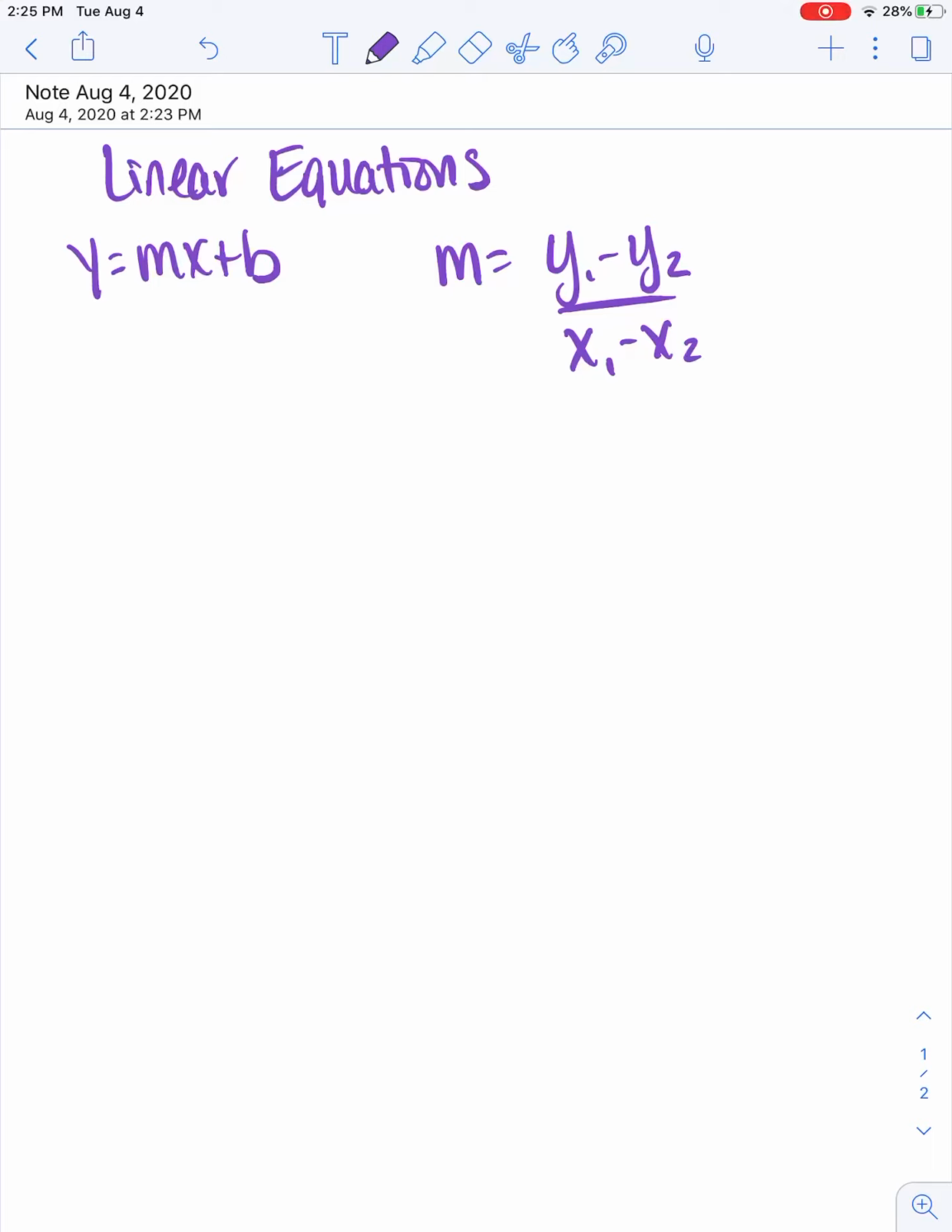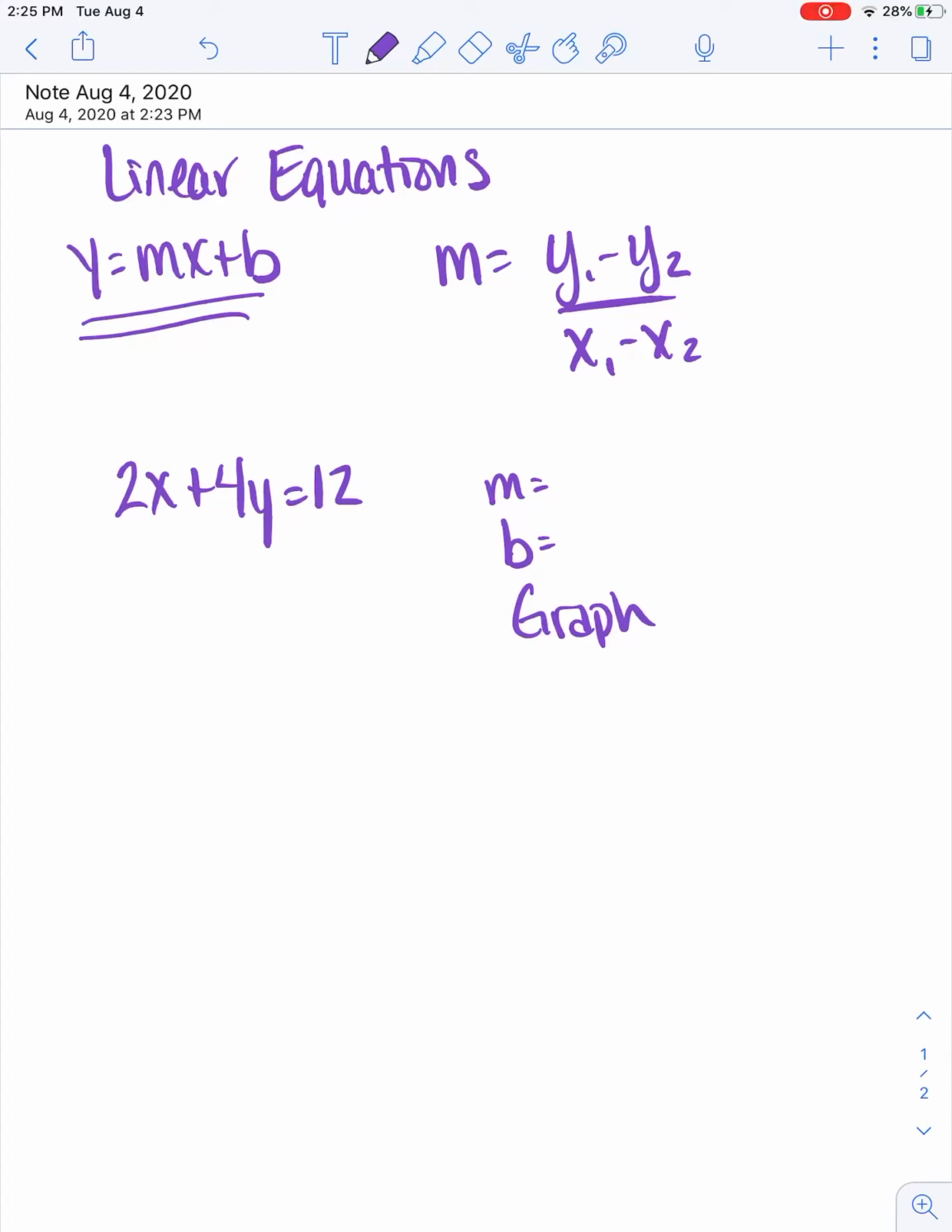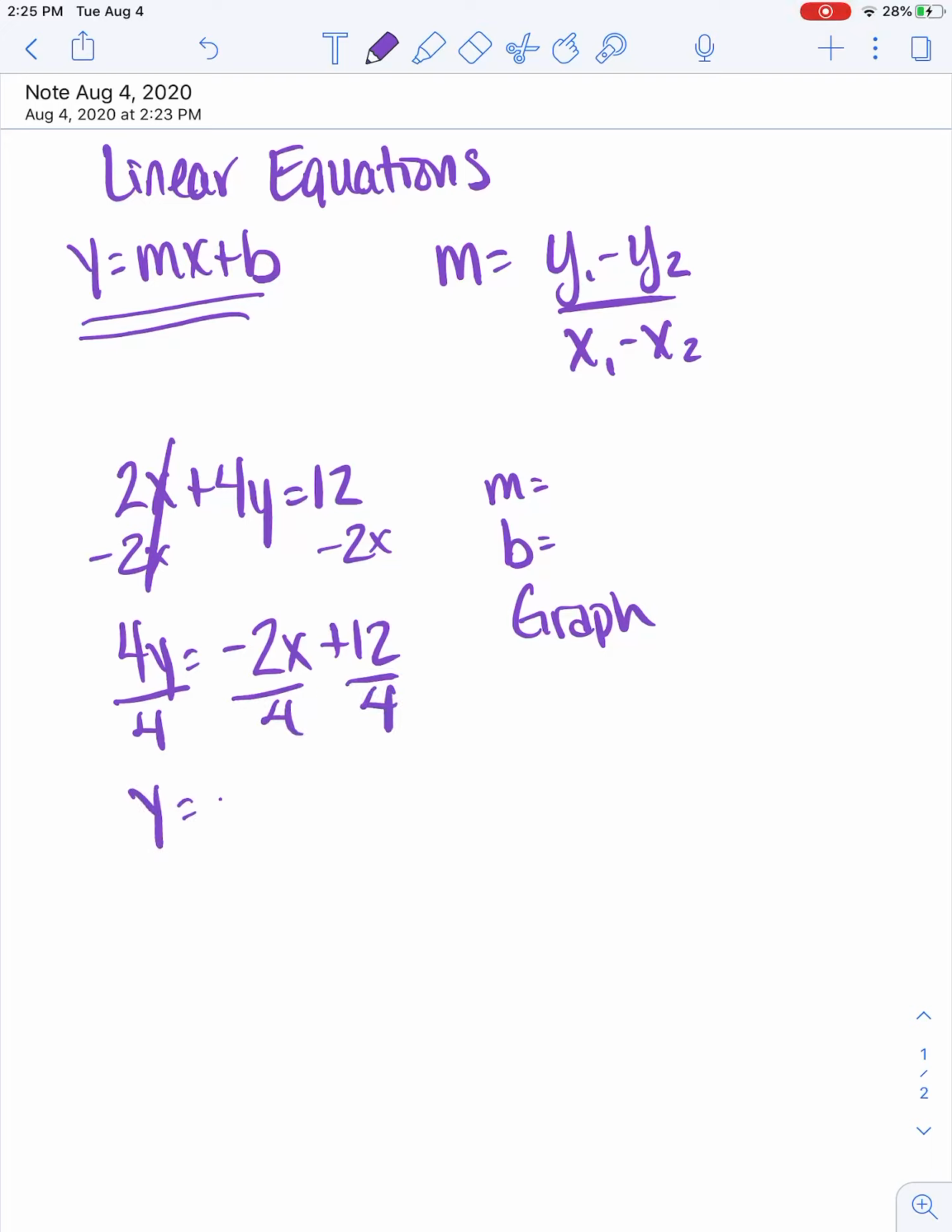So if I give you something like 2x plus 4y equals 12, and I ask you what is the slope and the y-intercept, and I want you to graph it. So you know that you need to solve for y. You needed to get it into y equals mx plus b form. So I'm going to subtract the 2x. And again, if you can do this in your head or move these things in your head, that's fine. Divide by 4 and reduce. So I know my slope is -1/2 and my y-intercept is 3.